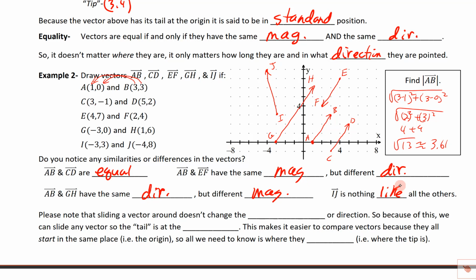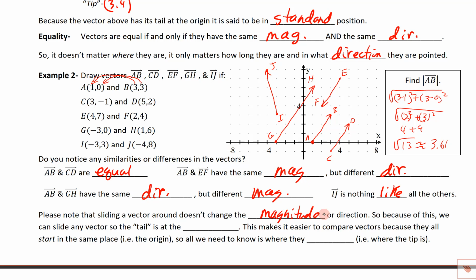Now, please note that if we slide a vector around, so if I take this vector right here, AB, and I slid it right on top of CD, it doesn't change the vector. So where it is doesn't make any difference at all. So sliding a vector around doesn't change the magnitude or the direction. So because of this, you can slide them around wherever you want them to be, and they would still be the same vector.